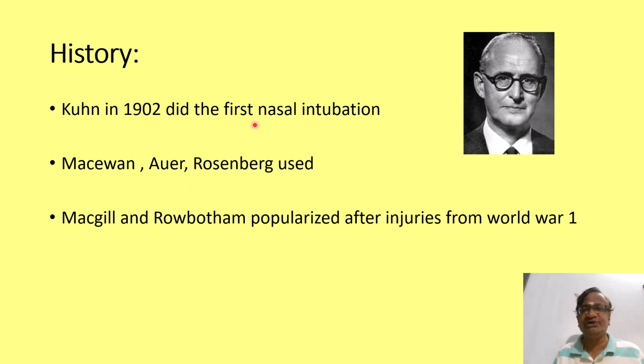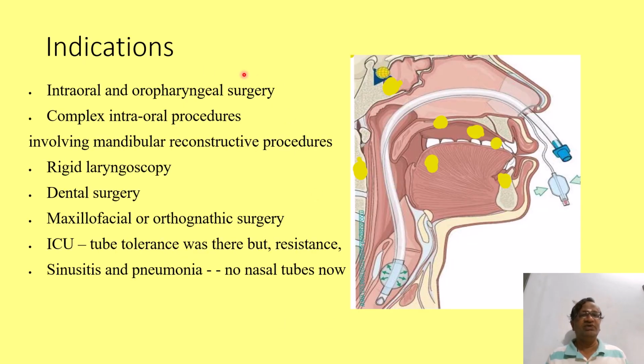Kuhn in 1902 did the first nasal intubation, and McGill and Rowbotham popularized it after injuries from World War I. Now indications: intraoral surgery, complex intraoral procedures, mandibular reconstructive procedures, rigid laryngoscopy, dental surgeries, maxillofacial surgeries, orthodontic surgery. In the ICU it is rarely used, for tube tolerance, but oral is preferable. Nasal tubes are not preferred there because sinusitis and pneumonia are more common.